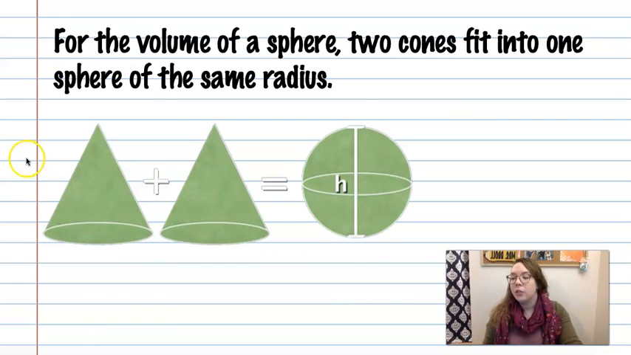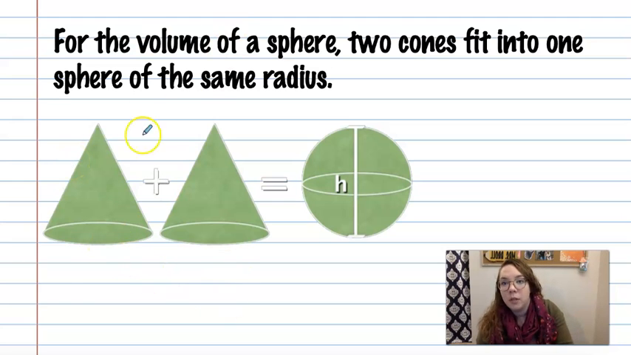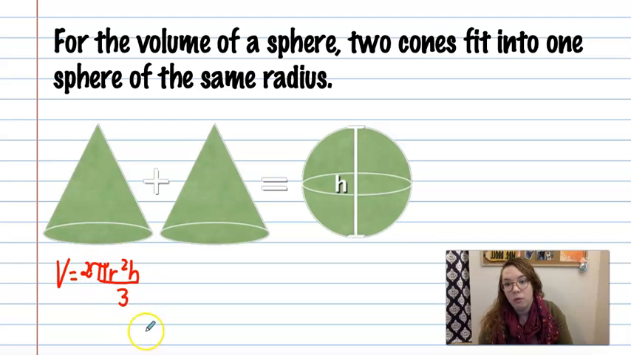So the special relationship between cones and spheres is that two cones fit into one sphere of the same radius. So if we think back to what we just did, a cone is pi r squared height over 3. So you would have two of those. So I can put a 2 up here, 2/3 pi r squared times height for two of them. But also the height of a sphere is the same as 2 radii, or the diameter. So I can replace this h with 2r.